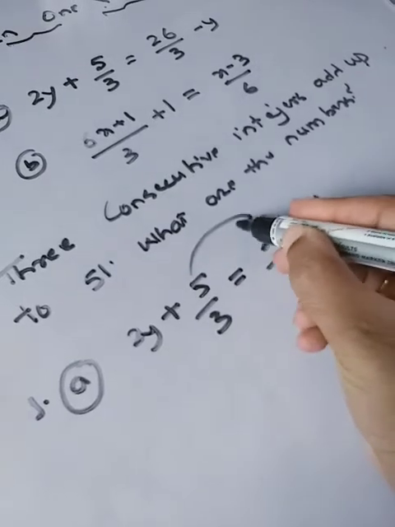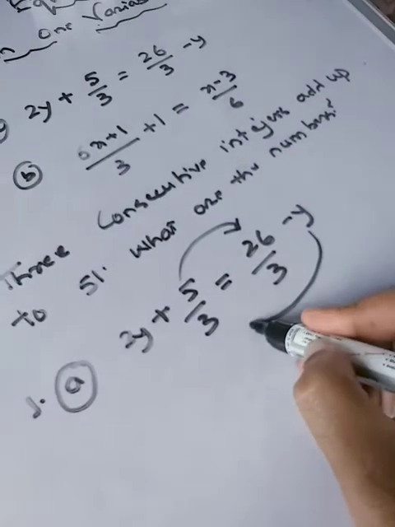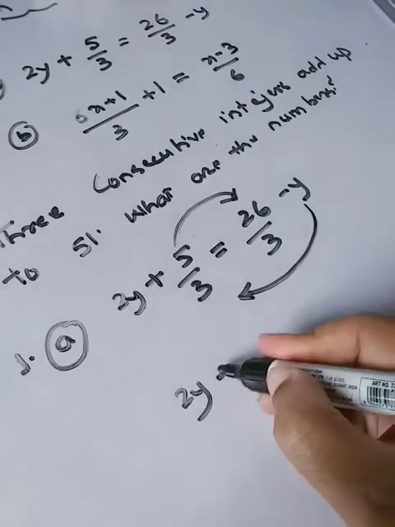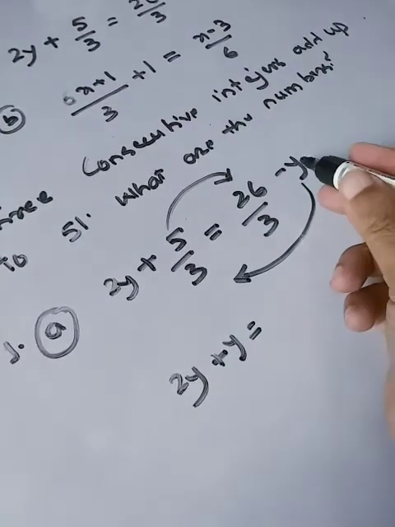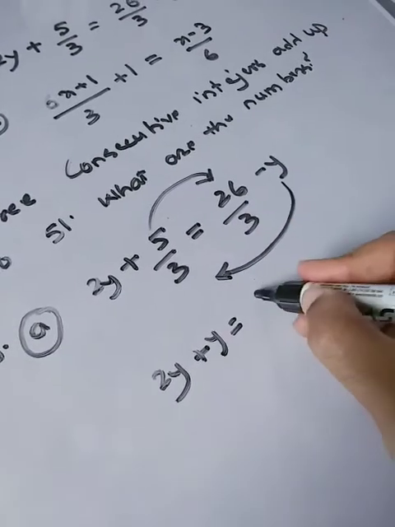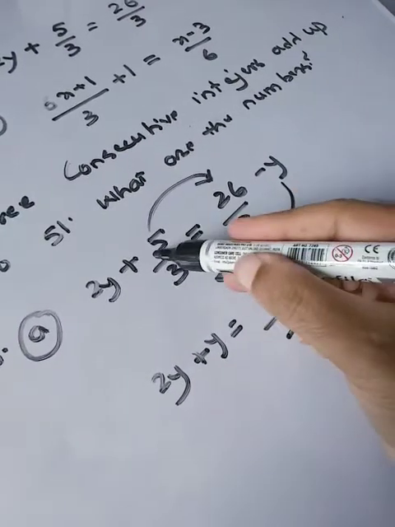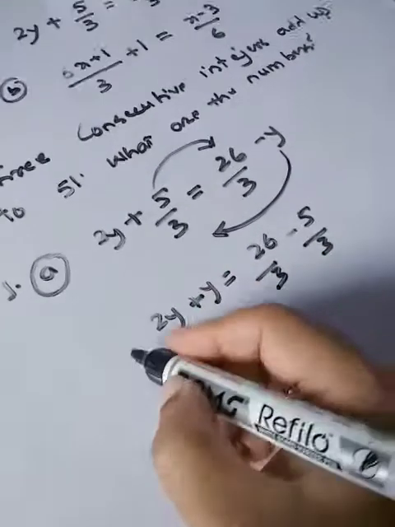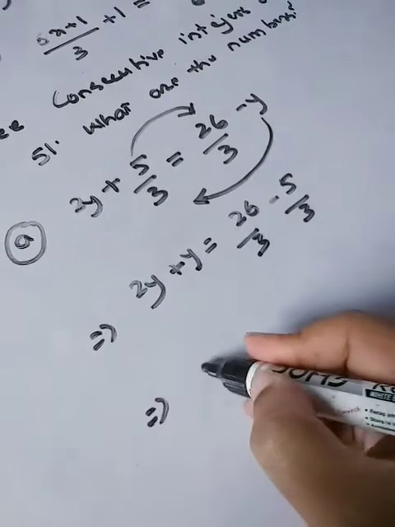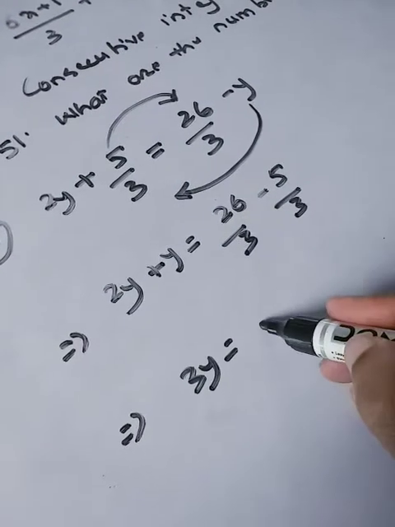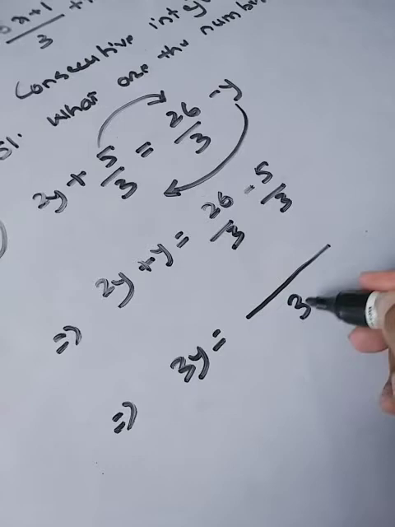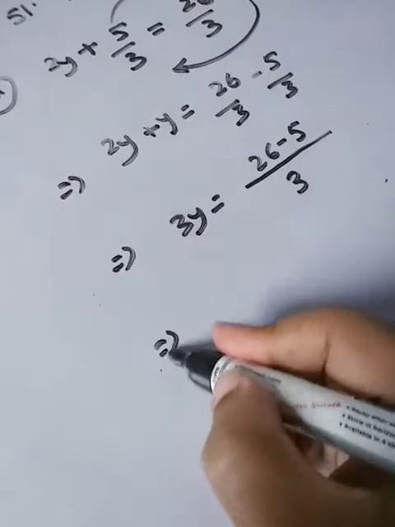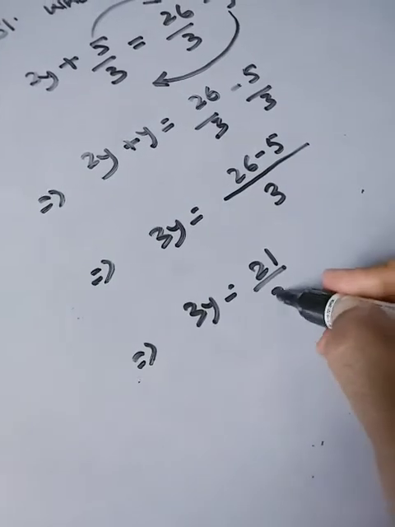So we'll take this constant term to the right hand side and bring the variable terms to the left hand side. So it will be 2y, it is minus, so it will become plus 3y. Before that we have to write this first: plus 5 by 3. When transposing anything to the RHS, the sign changes. So 2y plus 3y is obviously 5y. Now both the terms carry the same denominator, so the LCM will be 3 and it will be 26 minus 5, isn't it? So it will be 5y = 21 by 3.